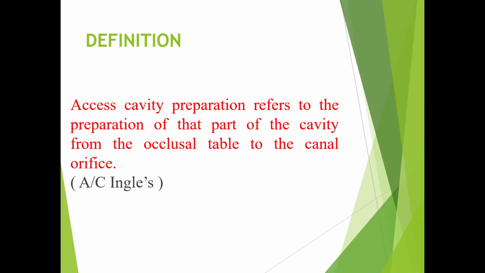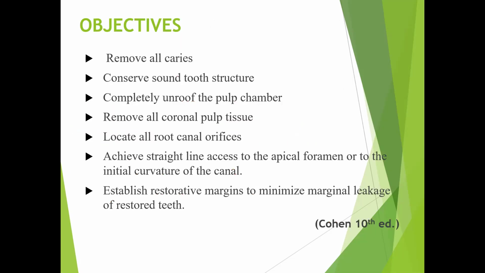Moving on, definition of access cavity. Access cavity preparation is defined as preparation of that part of the cavity from the occlusal table to the canal orifice. This is according to Ingle. Moving to the objectives of access cavity preparation: remove all caries, conserve sound tooth structure, completely unroof the pulp chamber, remove coronal pulp tissue, locate all root canal orifices, achieve straight line access to the apical foramen or to the initial curvature of the canal, and establish restorative margins to minimize marginal leakage of restored teeth.